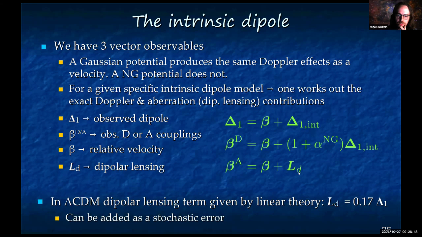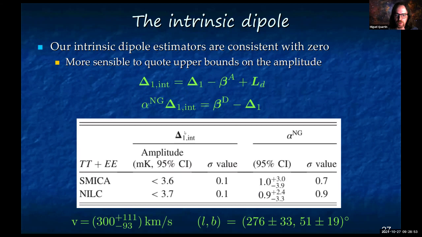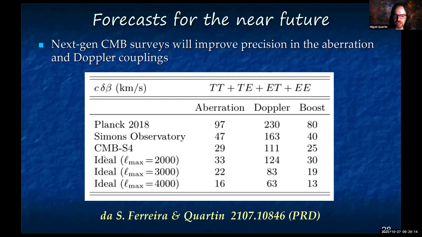Okay, so let's summarize the results as quickly as possible. We have a measurement of the intrinsic dipole, but it's consistent with zero, with an amplitude less than 3.6 millikelvin, which is the first time we put an upper bound on the intrinsic contribution. Alpha is consistent with zero, and we have an independent measurement of the velocity, which has no assumptions of a kinematic dipole. In the future, this can be improved with CMB-S4 and Simons Observatory, but I'm going to skip this slide.